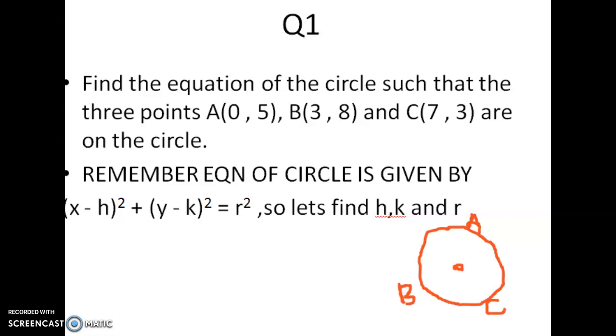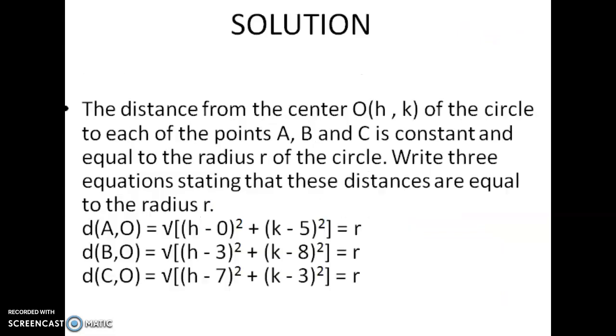Since these points are on the circumference of the circle, the distance from the center to these points is equal, to A, to B and to C. But we have the coordinates here, so what we need to do is form equations in order to find the coordinates of the center and the radius r. This is the radius r. All right, let's see how we go about this one. Let us continue and see how this is done.